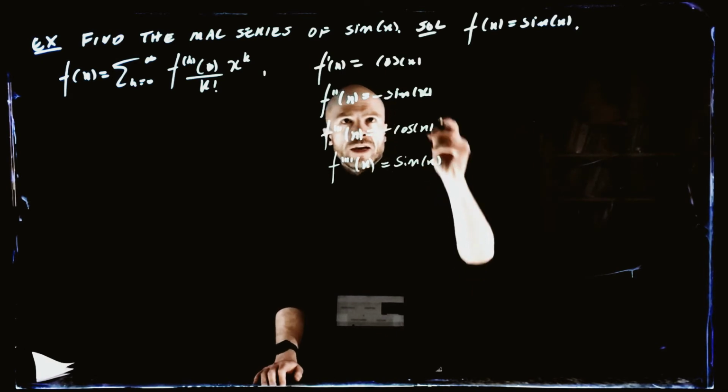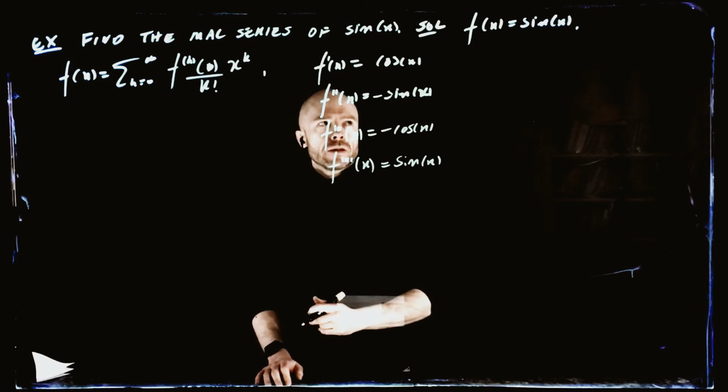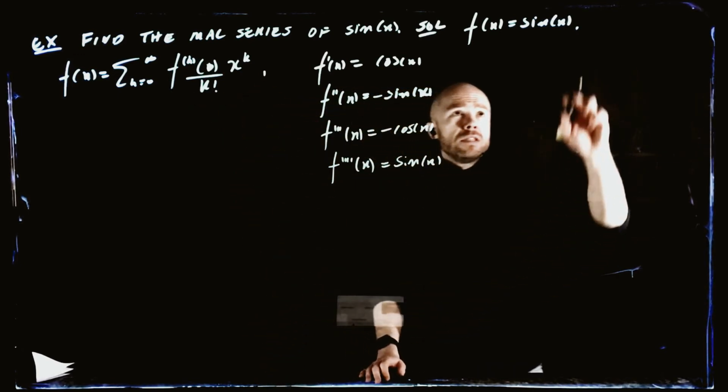And then it's going to repeat, right? Because we are back at the zeroth derivative when we have sine of x. Cool. So we need to stick in the values when x equals 0 to read off what this thing is.